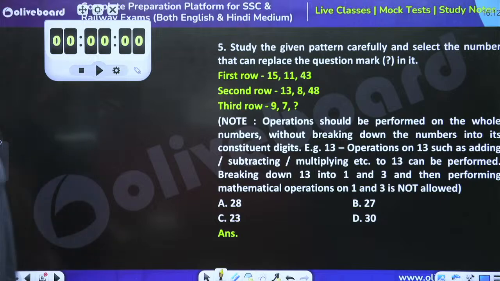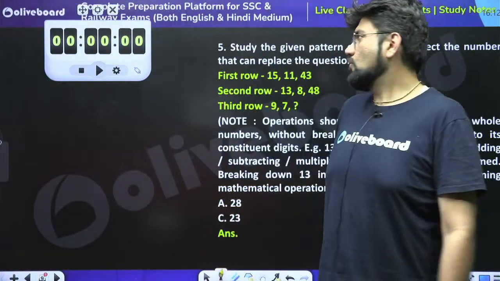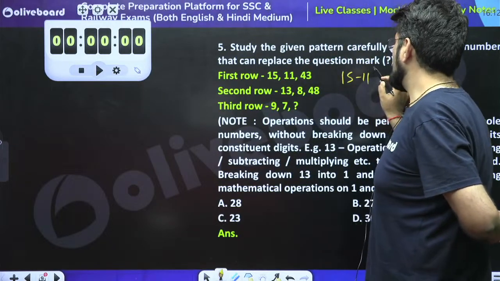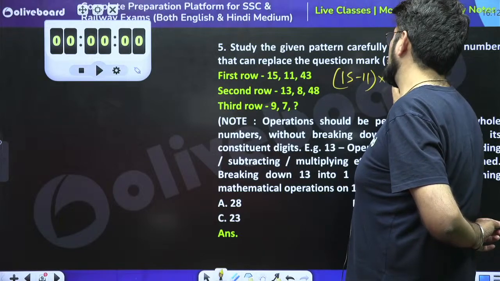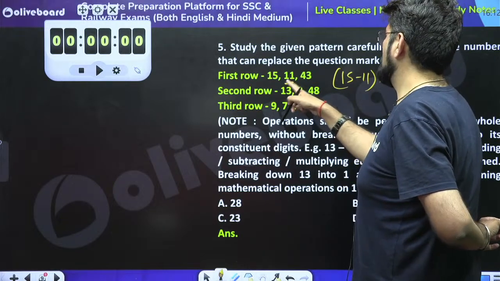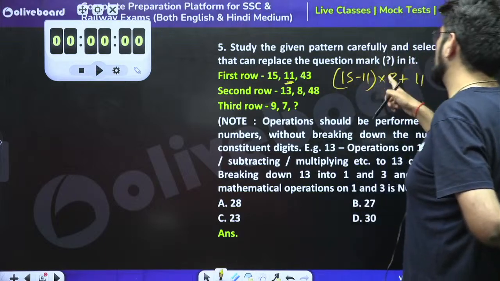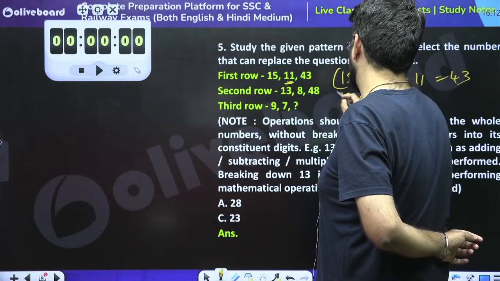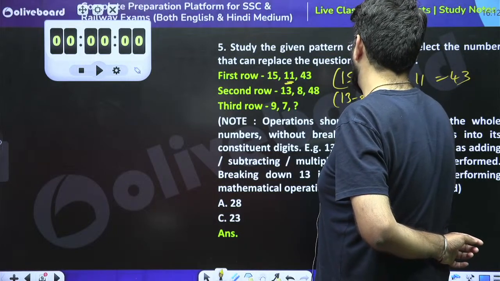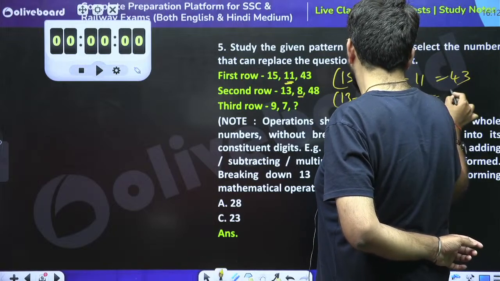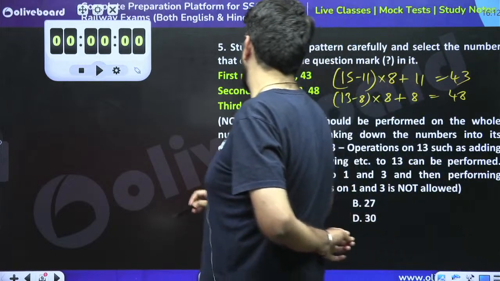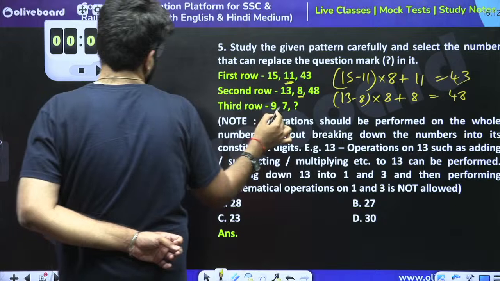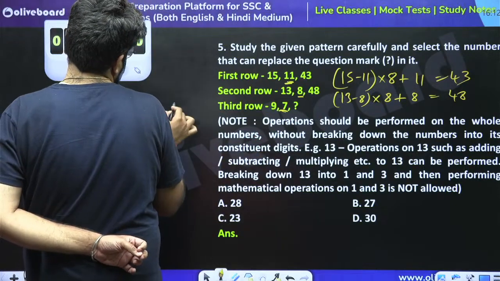This is a very strange logic. Okay. What exactly is happening is they are taking the difference of 15 and 11. Whatever answer they are getting, they are multiplying this by 8 and adding this number. So you get 4 into 8, 32 plus 11 is 43. Okay, try it here. So we have 13 minus 8, which is 5, multiplying this by 8, 40 plus this number. So similarly, 9 minus 7 is 2, multiply this by 8, 16 plus 7 is 23.